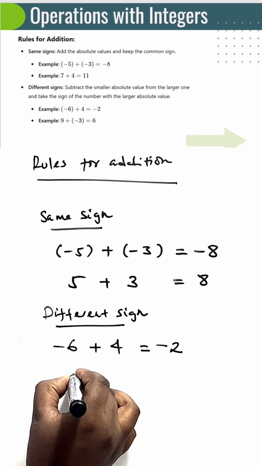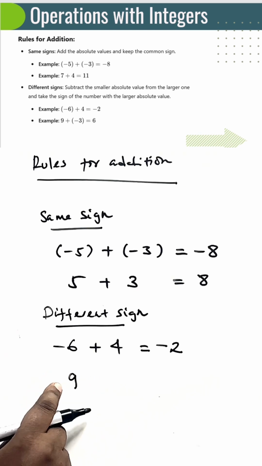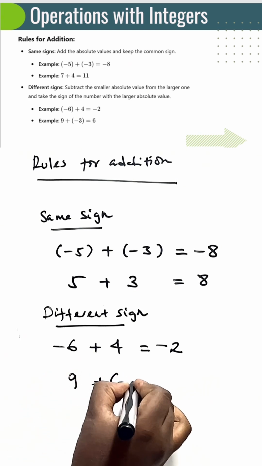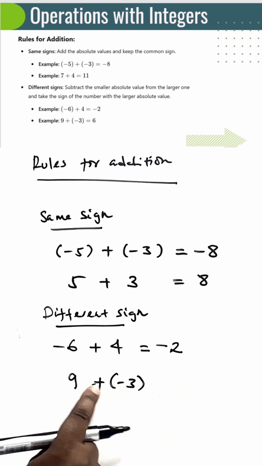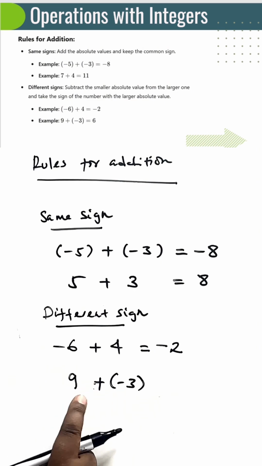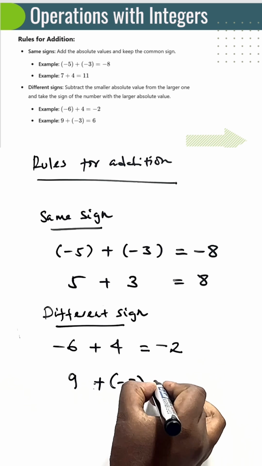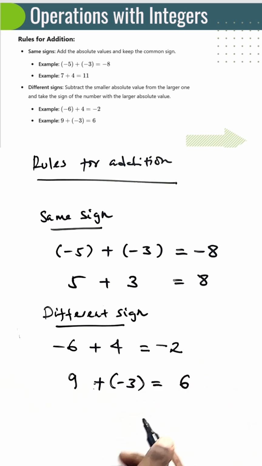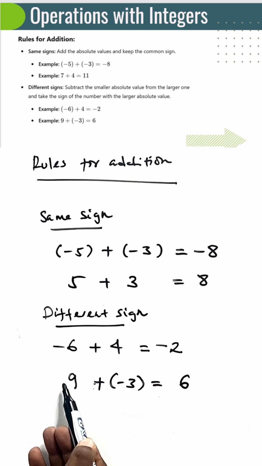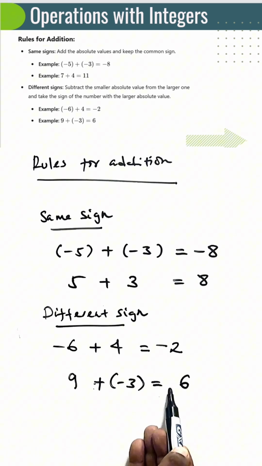The other example: let's say you have 9 plus -3. Different signs, right? Still we do subtraction, because when you have different signs, we do subtraction. This is going to be 6. But the sign of the larger number is positive, right? So we keep positive. These are the rules for addition.